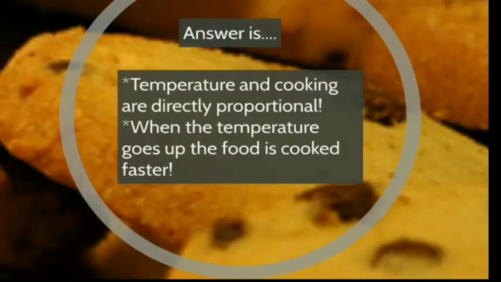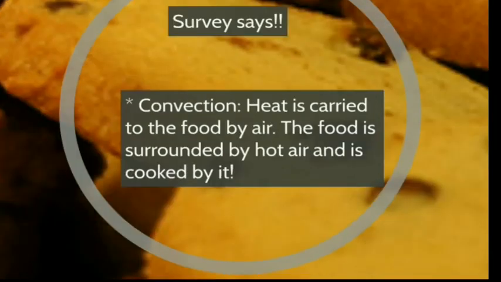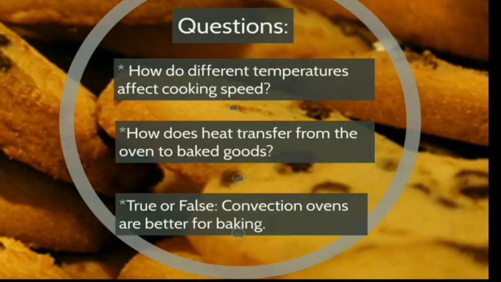Let's see the answers. Temperature and cooking speed are directly proportional. When temperature increases, the cooking speed also increases, because heat is the basic thing for cooking. When temperature rises, the physical matter in the dish will bake.